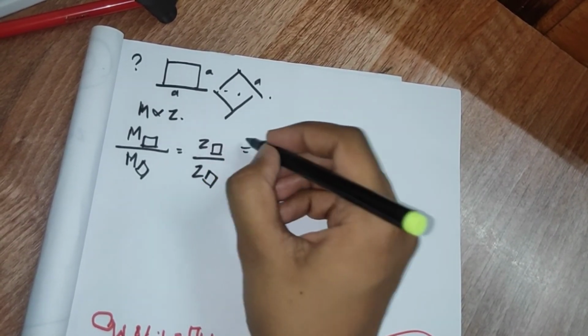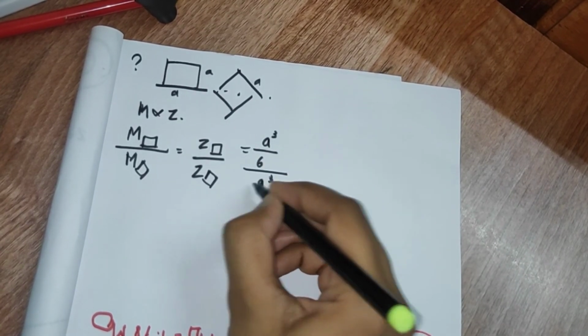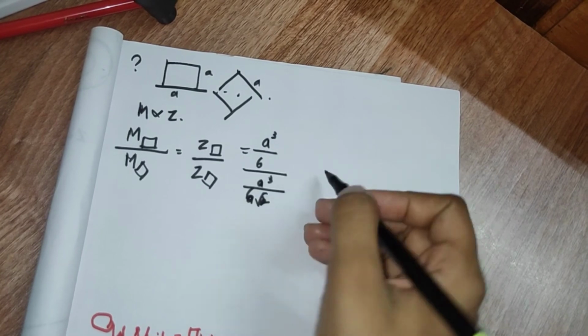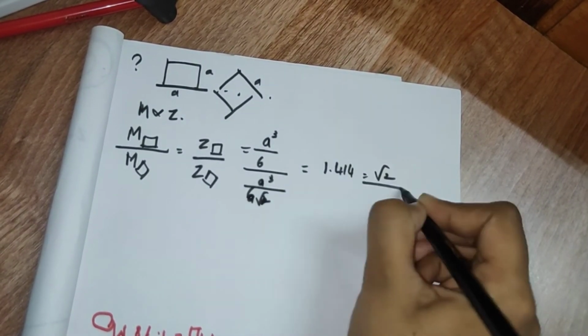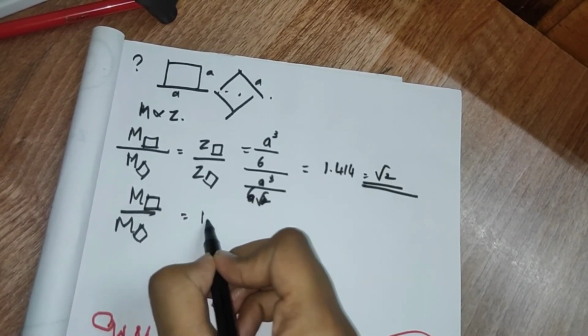So for this square, what is the Z? a cube divided by 6, and for the rhombus a cube divided by 6 root 2. So what we will be getting is 1.414, that is root 2. So moment of this square divided by moment of rhombus equals 1.414.